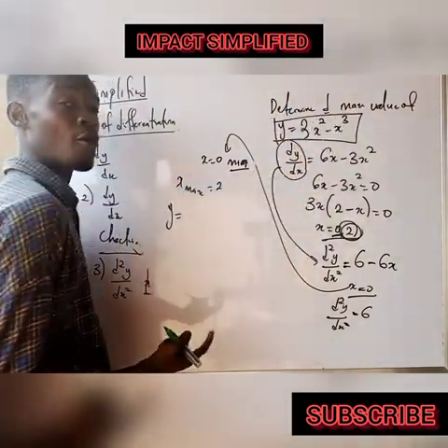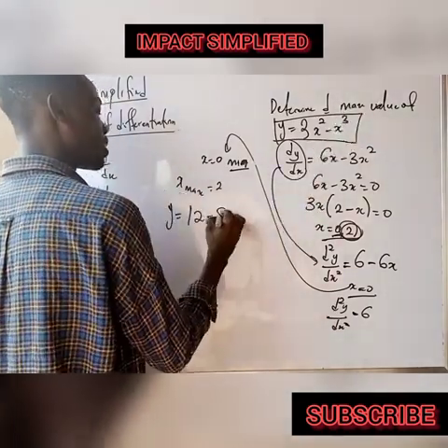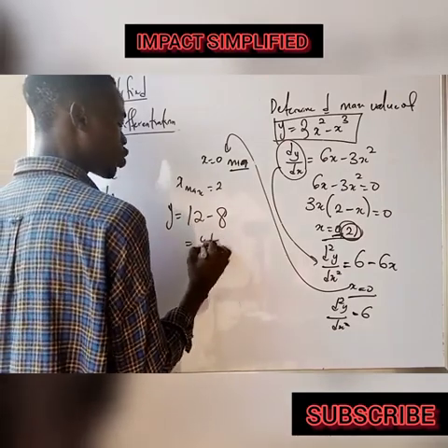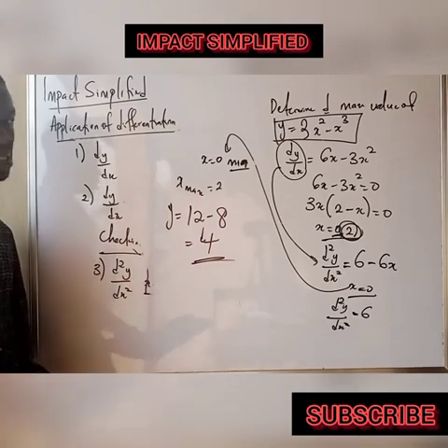What is 2 squared? 4. 4 times 3 will give us 12. Minus, what is 2 cubed? That will give us 8. And what is 12 minus 8? That will give us 4. Do we get that? It's simple.